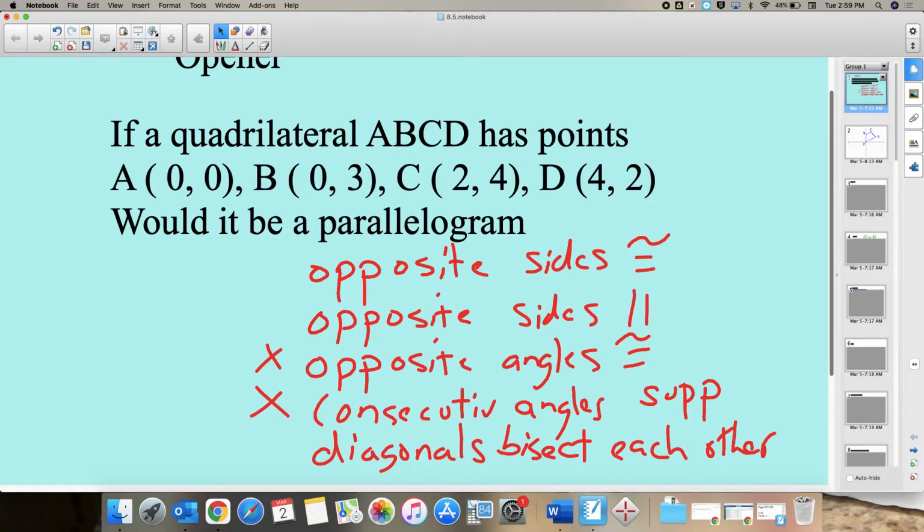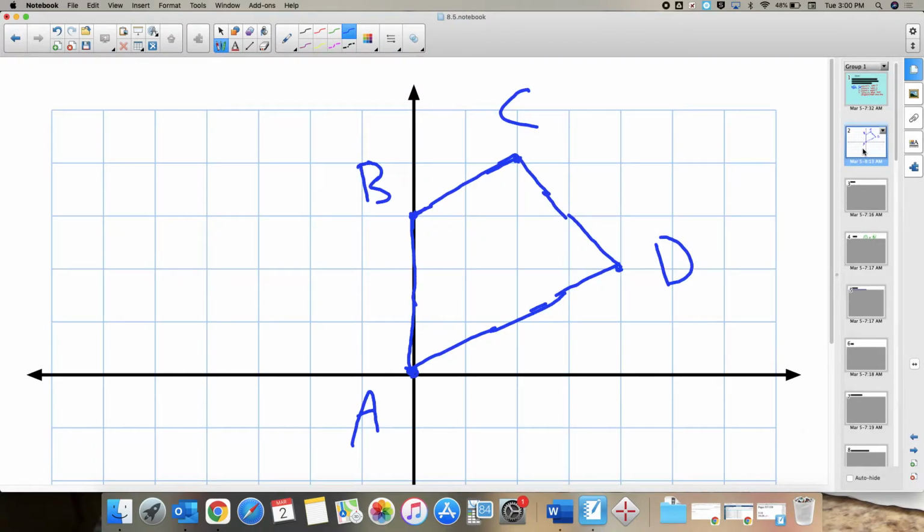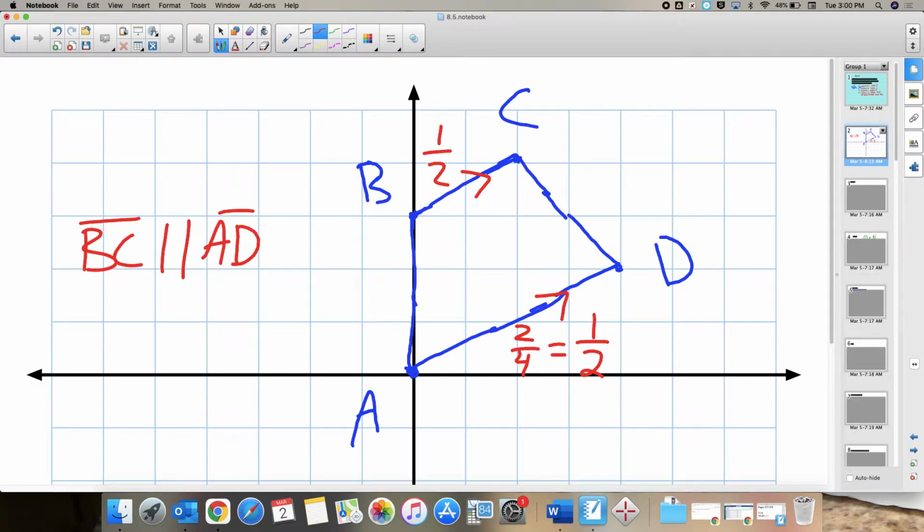Now, here's the thing about these first two. When we talk about the opposite sides being congruent or opposite sides being parallel, we are talking about both sets needing to be. If I look at my diagram when I plot these points, here's what we have. If I look at my slopes, here we have a slope of 1 over 2. Here we have for AD a slope of 2 over 4, which does reduce to 1 over 2. So I do have BC being parallel to AD, but that's only one set.